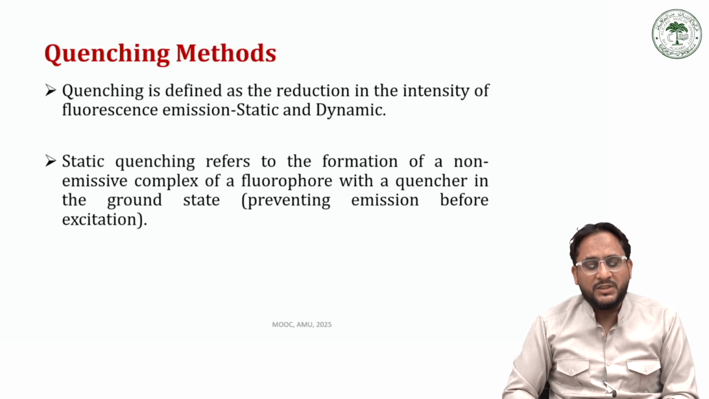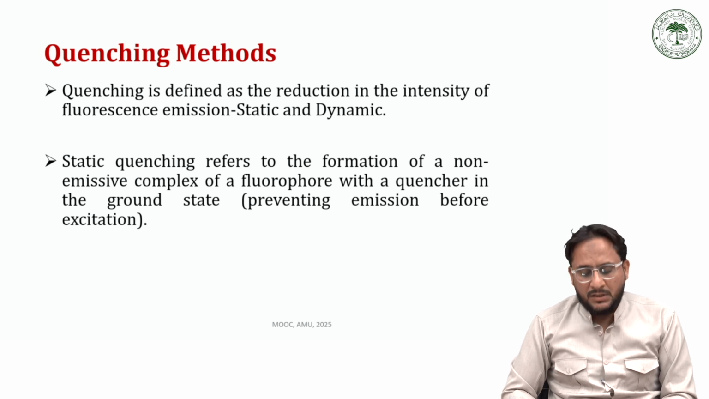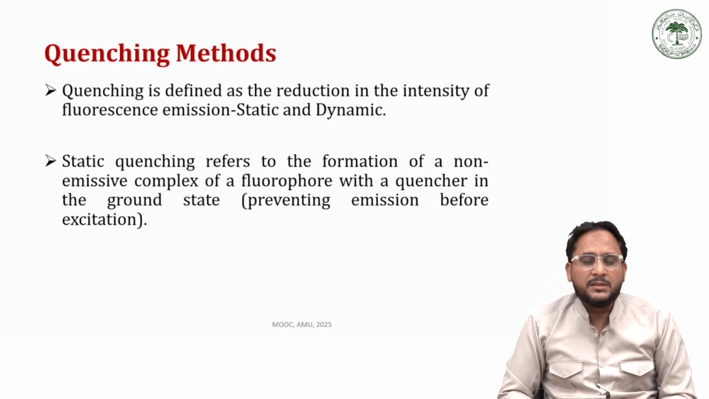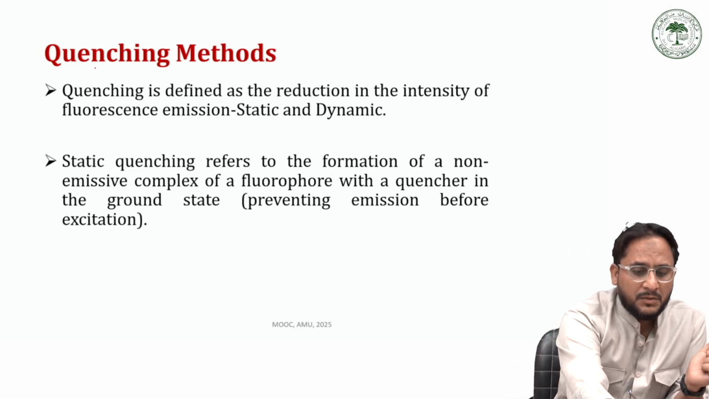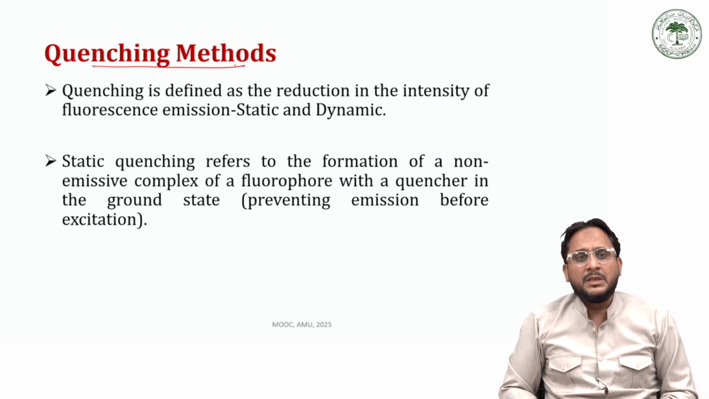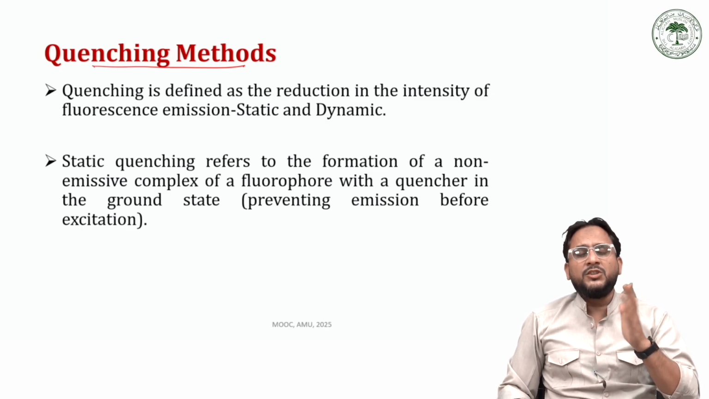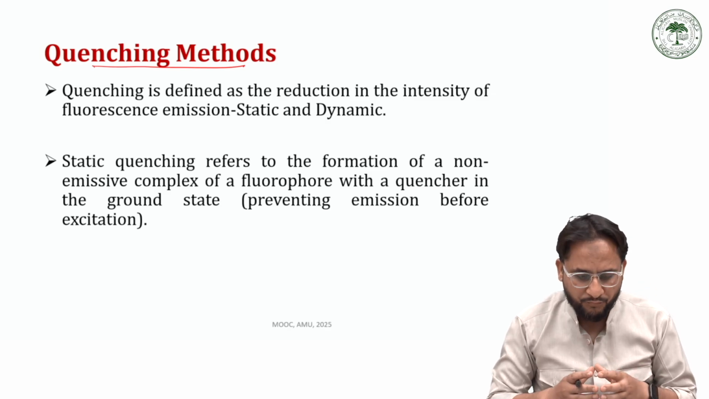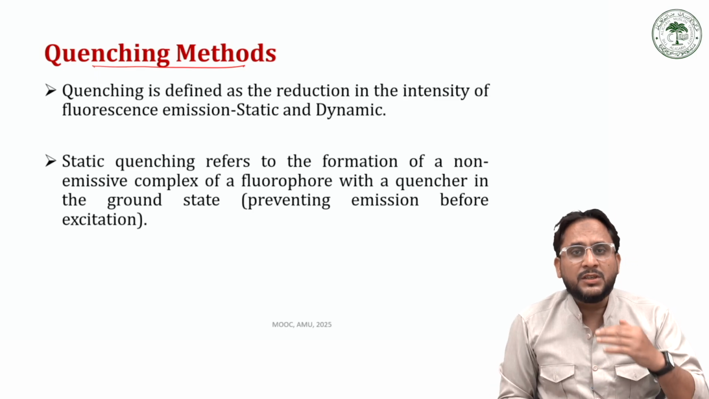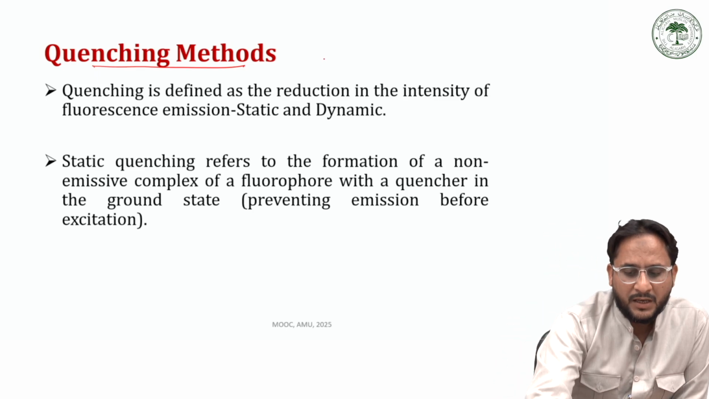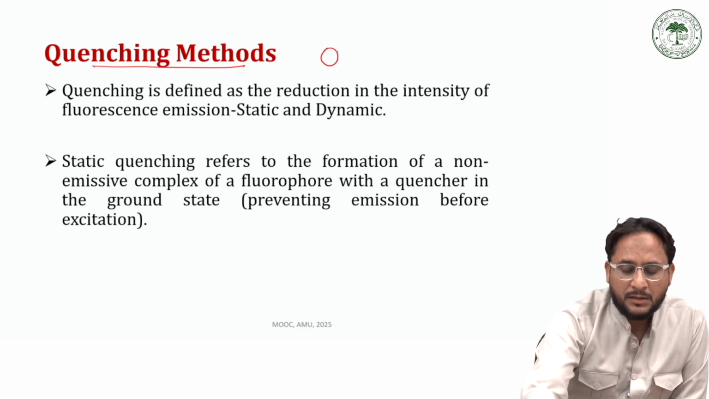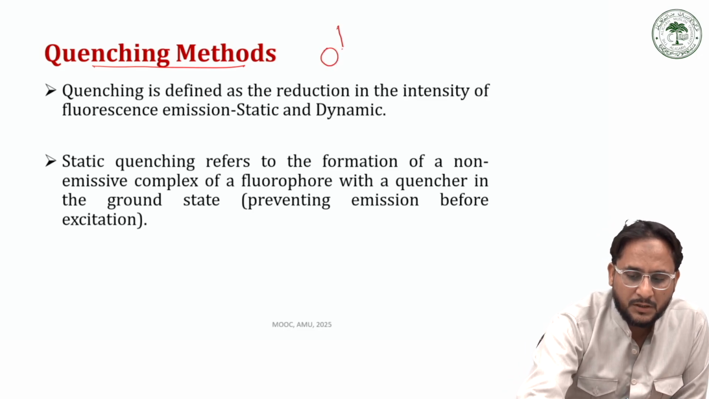Then come the quenching methods, the third method for making fluorescence measurements. These measurements are based on the quenching properties, and as we know, quenching refers to the decrease in the intensity of fluorescence. For example, we have a sample that is undergoing fluorescence, which means that electrons are getting excited. When the electrons return back, they emit light radiation.